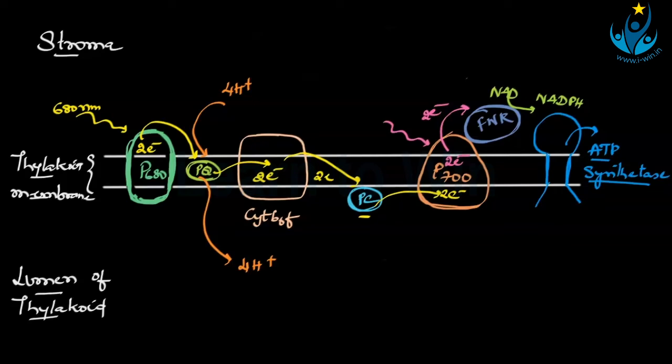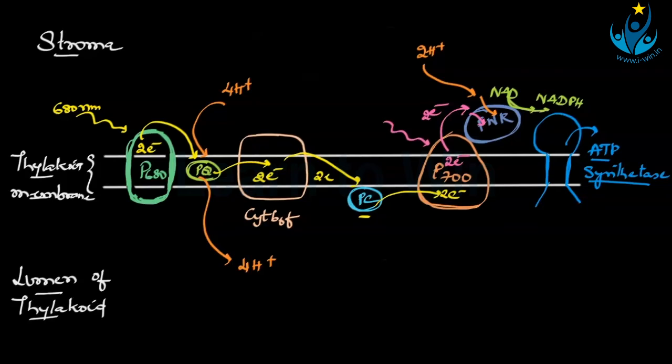So, where are the protons coming from? They are coming from the stroma. How many protons? It is bringing 2 protons. So 2 electrons and 2 protons enter into the FNR complex, where, by using NADP reductase... What is FNR? It is the ferredoxin NADP reductase complex, right? So they create a situation where the NADP is converted into NADPH.